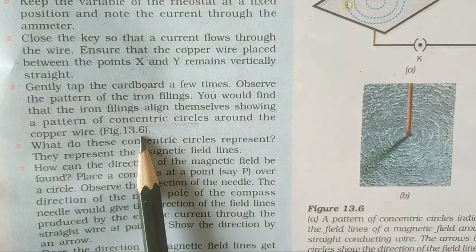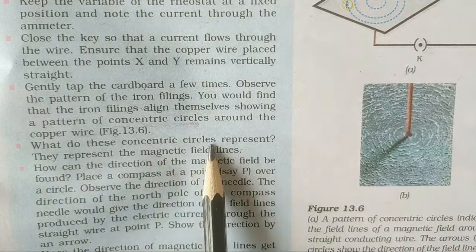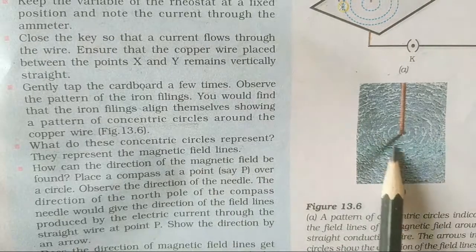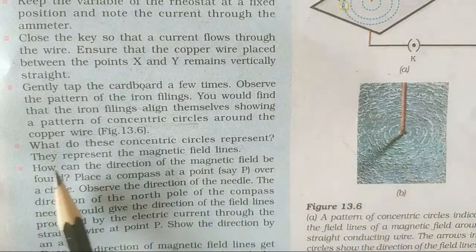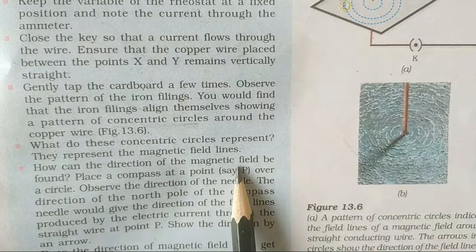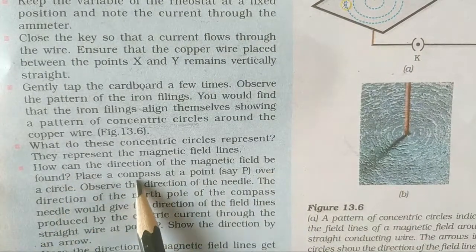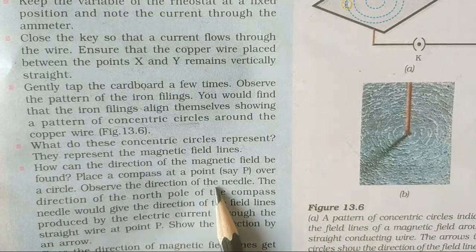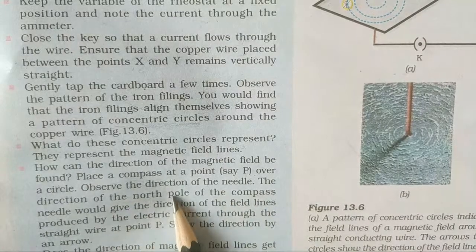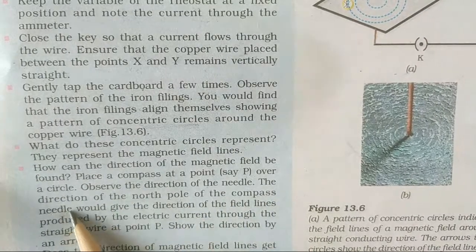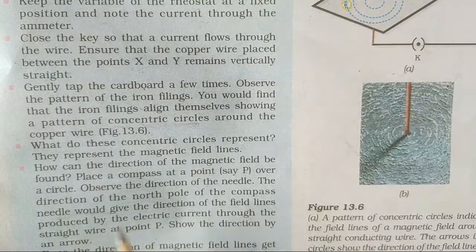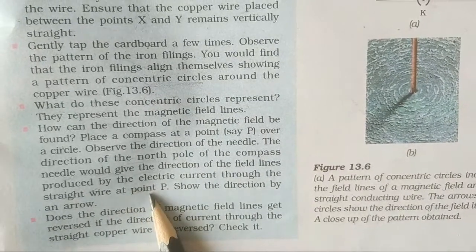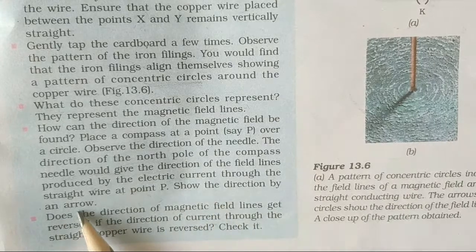What do these concentric circles represent? They represent the magnetic field lines. How can the direction of the magnetic field be found? Place a compass at a point, say P, over a circle. Observe the direction of the needle. The direction of the north pole of the compass needle would give the direction of the field lines produced by the electric current through the straight wire at point P. Show the direction by an arrow.